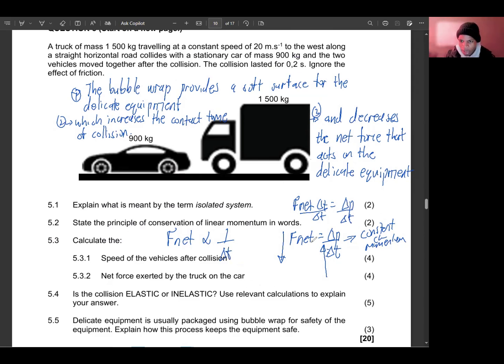So if we keep the change in momentum the same, because we are not changing the mass, we are not changing the velocities of this object, we are just simply increasing the contact time so that the net force will decrease. So that's basically that. So that's how you explain that for 3 marks. 3 points: the bubble wrap provides a soft surface for the delicate equipment, which increases the contact time of collision and then decreases the net force that acts on the delicate equipment, making sure that the delicate equipment is packaged safely and does not get broken, right?